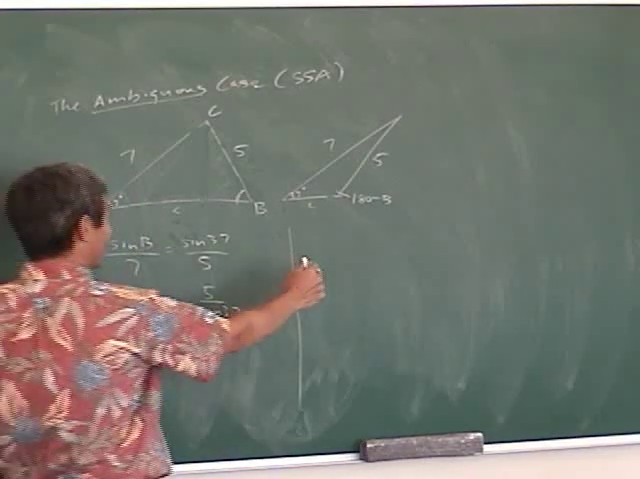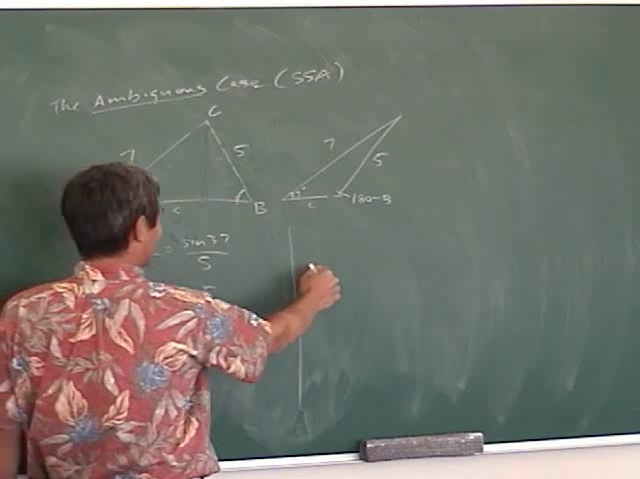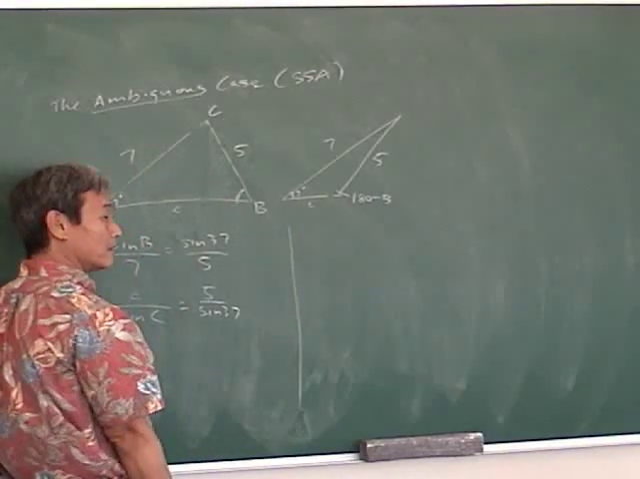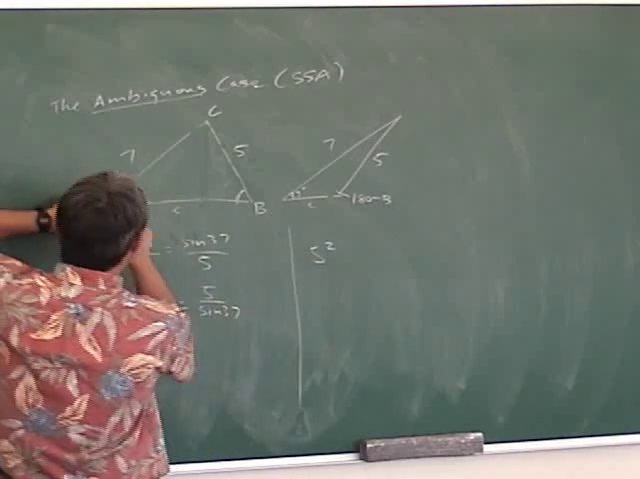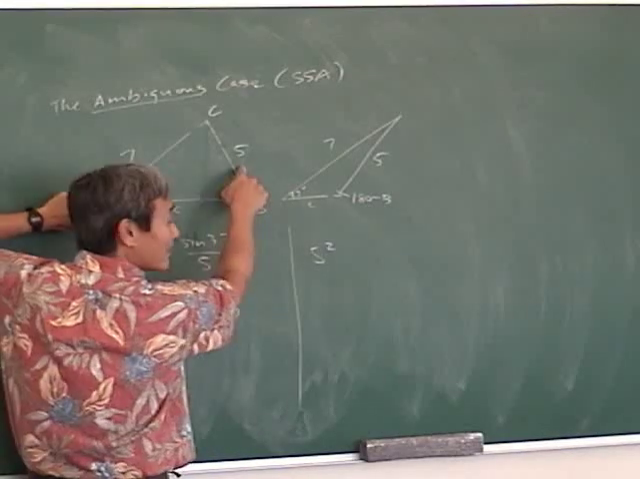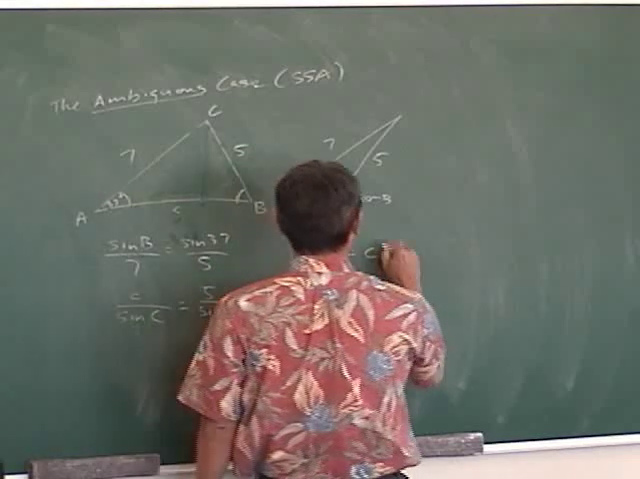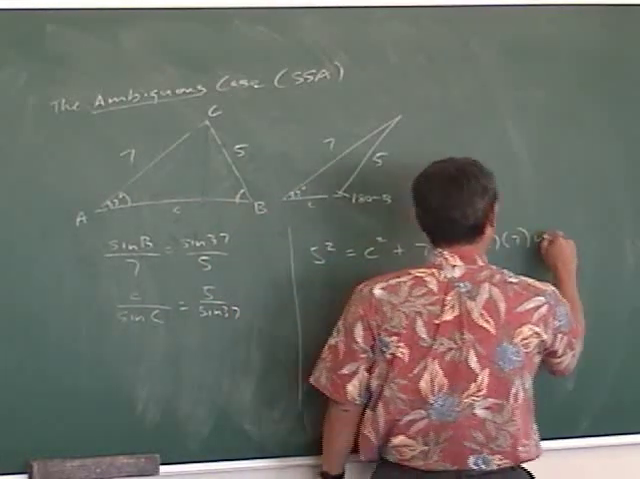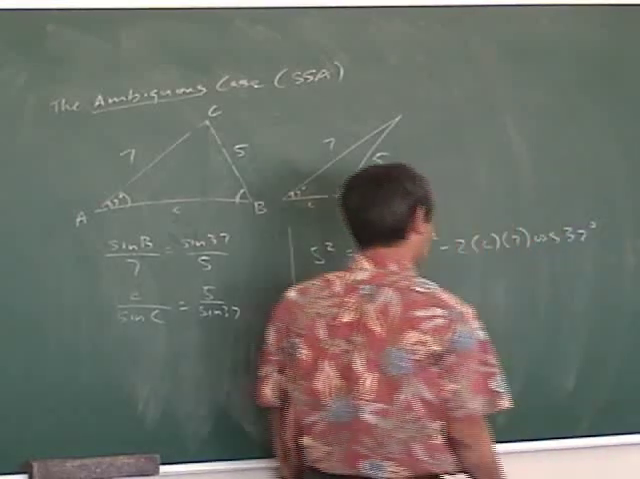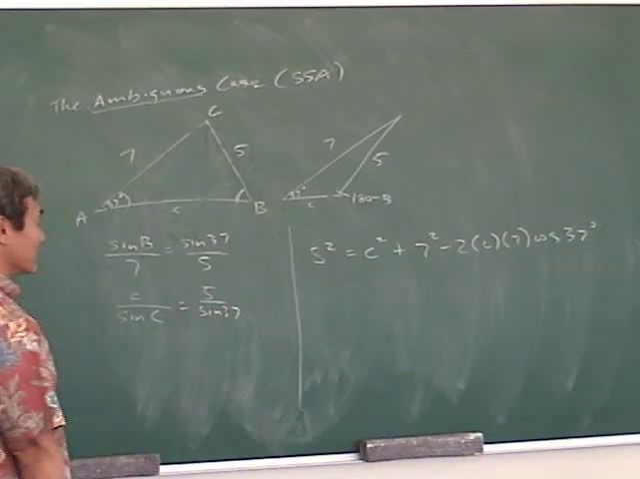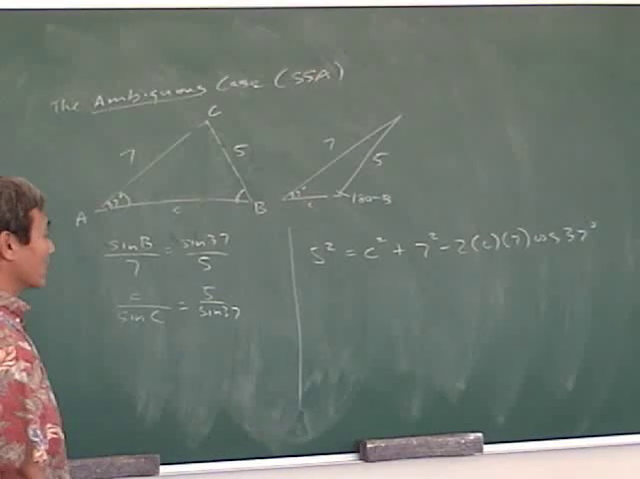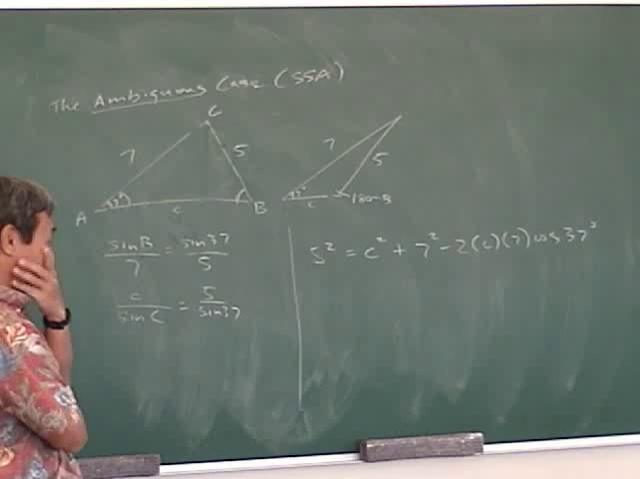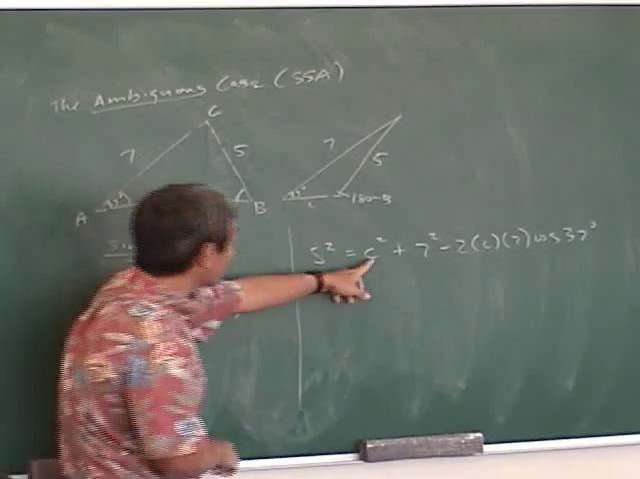Okay, how do I start the law of cosines? Do I start it with c squared, 5 squared, or 7 squared? 5 squared, because this is the only angle you know. It's opposite this side here. So 5 squared is equal to c squared plus 7 squared minus 2c7 cosine of 37 degrees. What kind of equation is this? Linear, quadratic, cubic, quartic? It's quadratic. The highest power is second power.